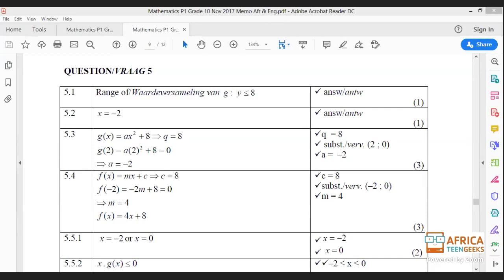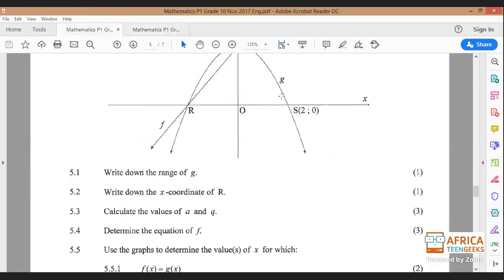Then your answer will be 2x equals 0, or x equals negative 2. So that's how we got the answer in 5.1.1 basically. Now let's look at 5.1.2.